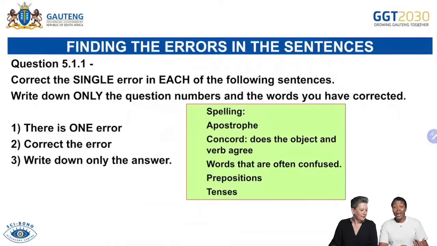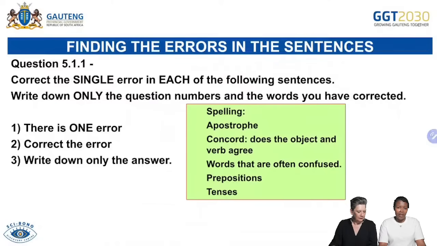One, there is one error in each sentence. You need to correct it, and then you only write down the answer. So it's going to be 5.1.1 A, B, C, D. Then you correct the error. Now let's look at some of the mistakes that can come across. One is spelling. So receive, for example, the examiner can choose to put the E before the I, or vice versa, and that is why it becomes incorrect.